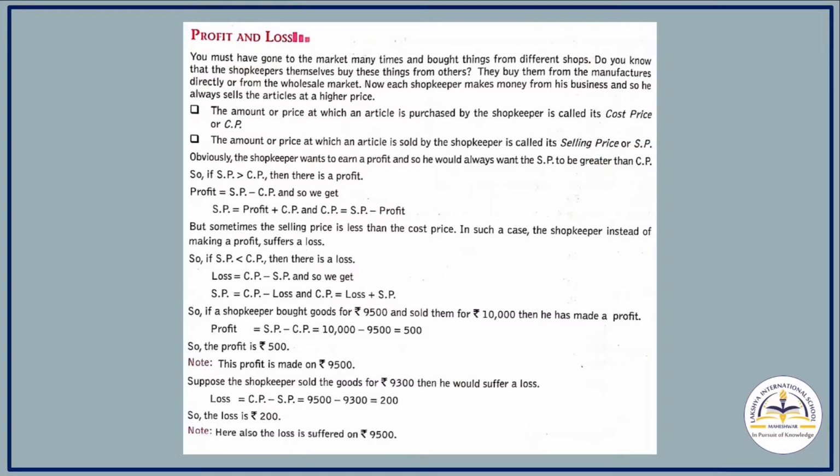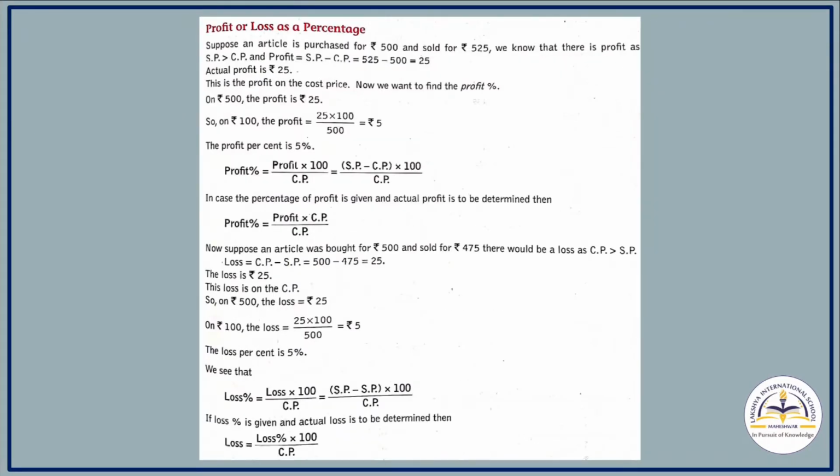Now how can we find the profit? For profit, selling price minus cost price, we have to subtract them and then we will know the profit. And how to find the loss? You have to subtract cost price minus selling price to know how much loss you got. Now we will also learn about profit or loss as a percentage, that is, how much percentage profit or loss we got in our business.